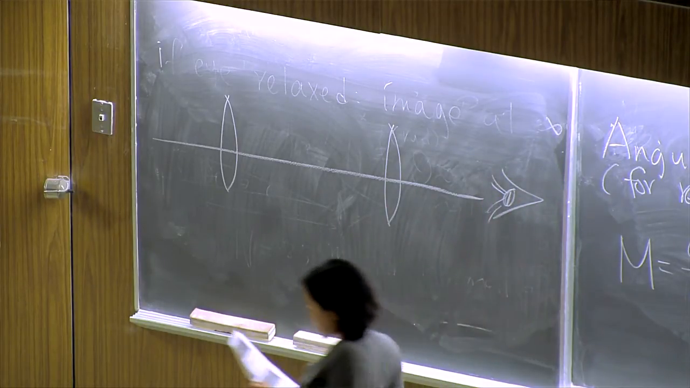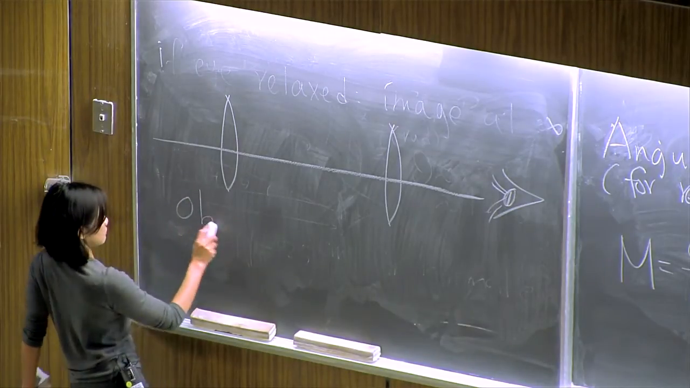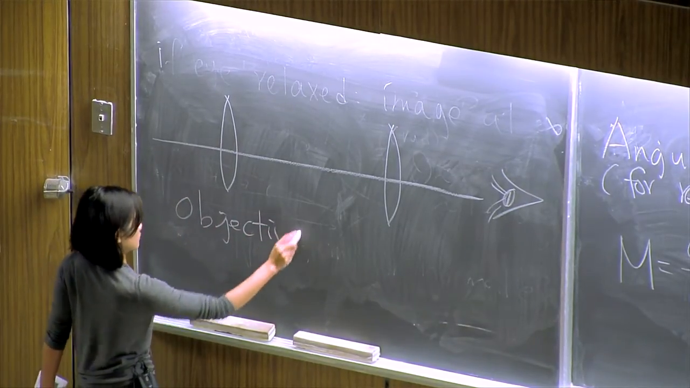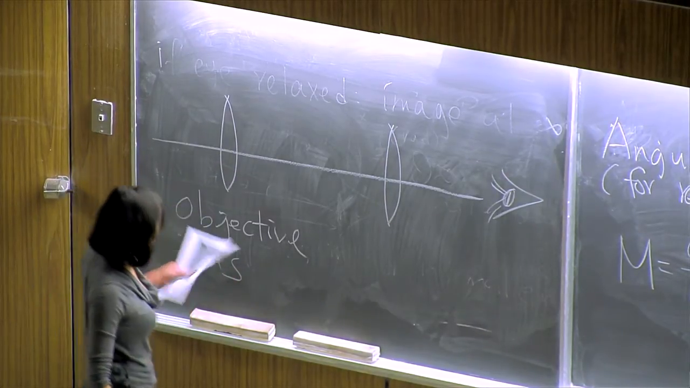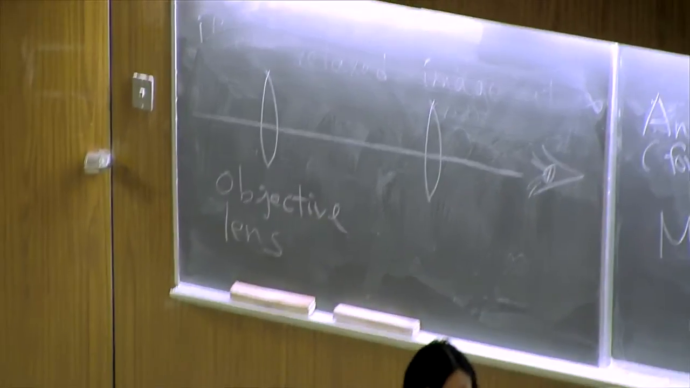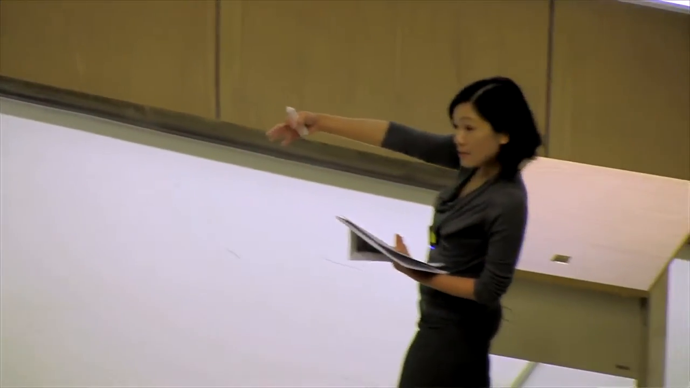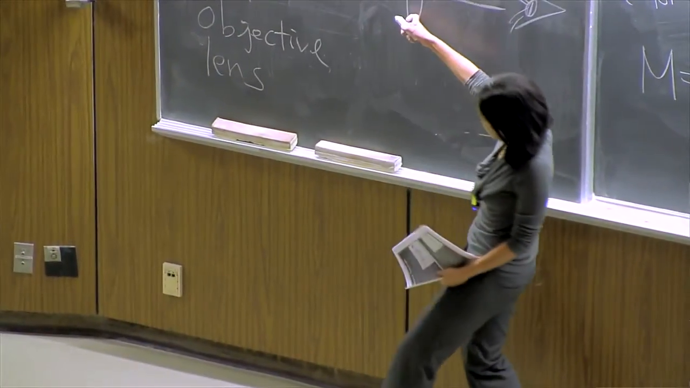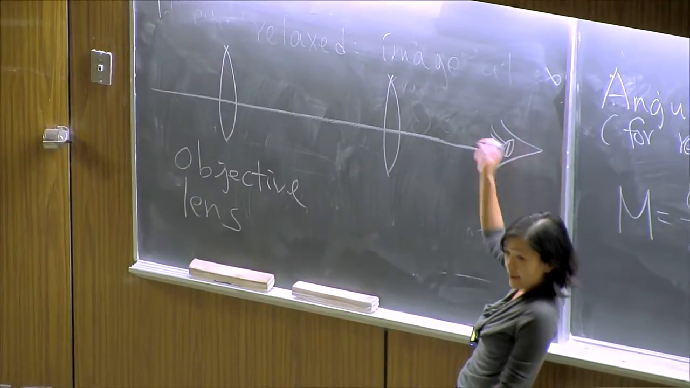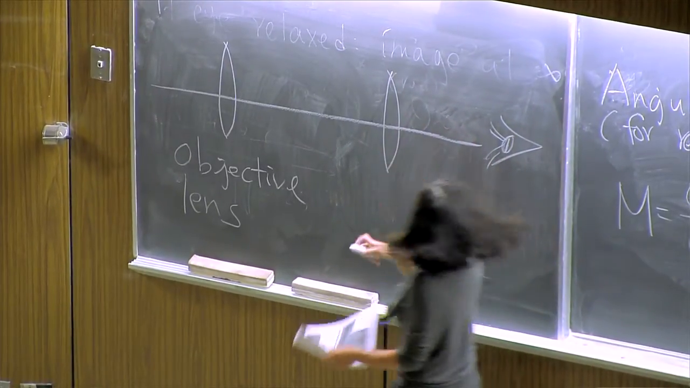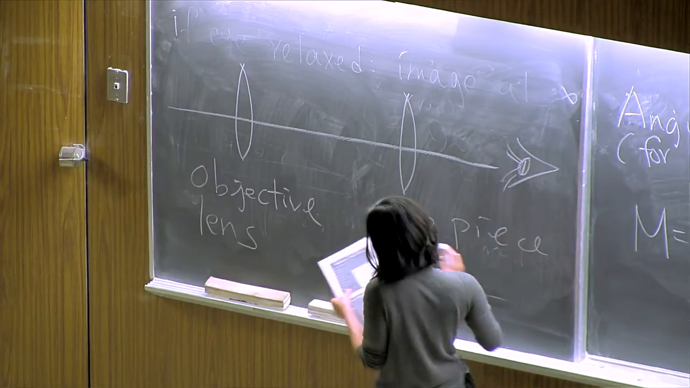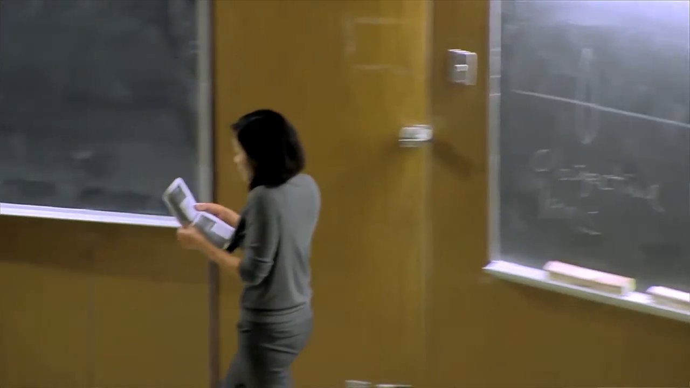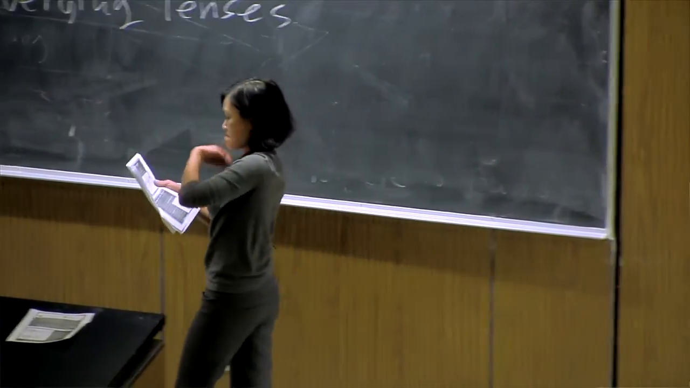And that's your eyes. So on the far side, the lens is called the objective lens, where between the objective lens and the eye, there's the eyepiece. So what does the objective lens do?